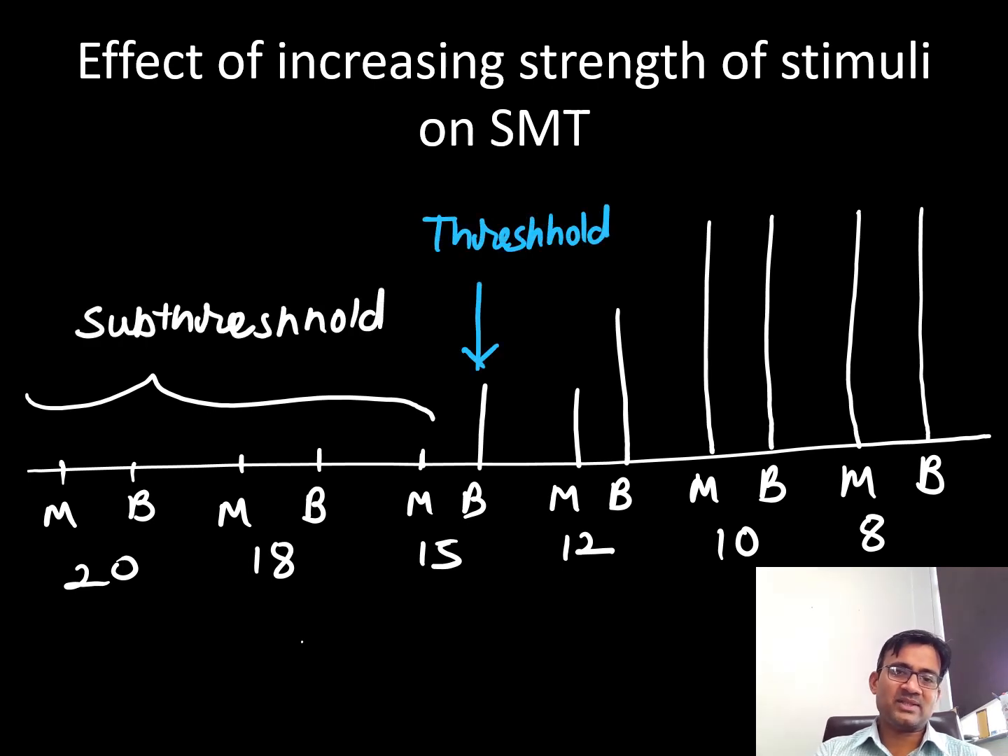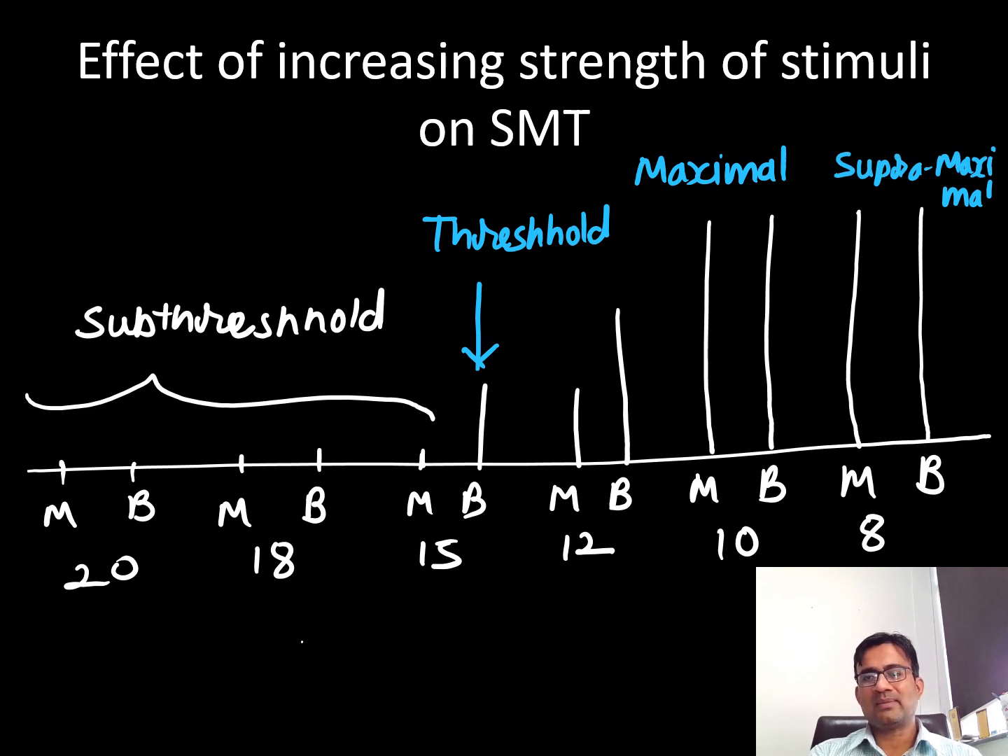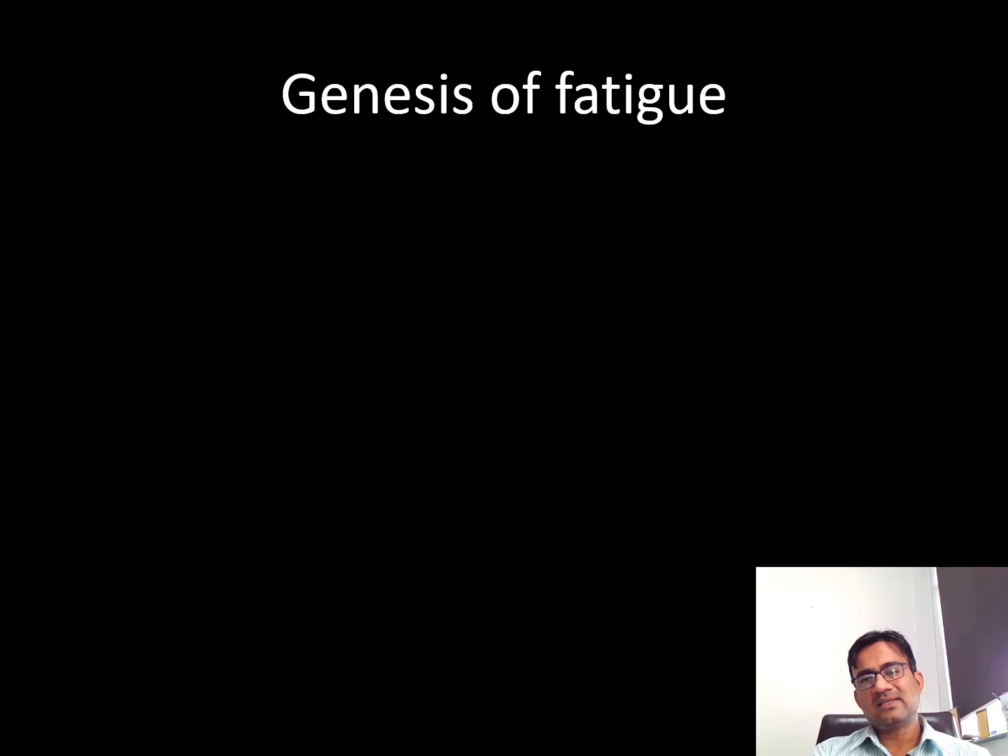So this is a graph which you will get. So you should know what is subthreshold, threshold, maximal, supramaximal. These are the common questions which are asked. So my focus is just on mainly identification. So now genesis of fatigue.